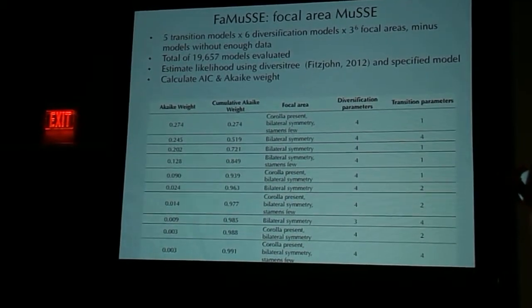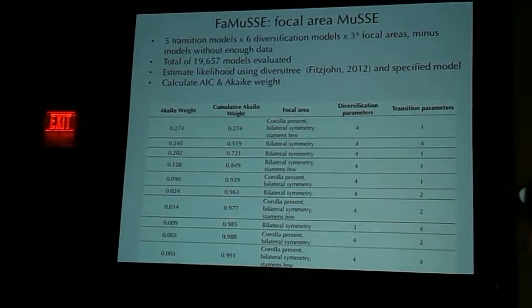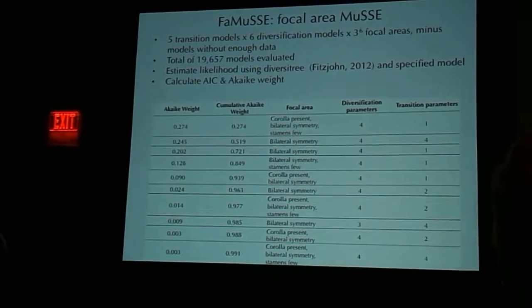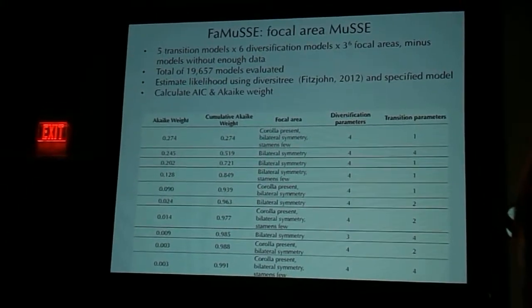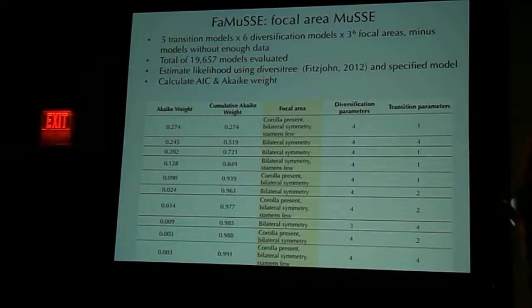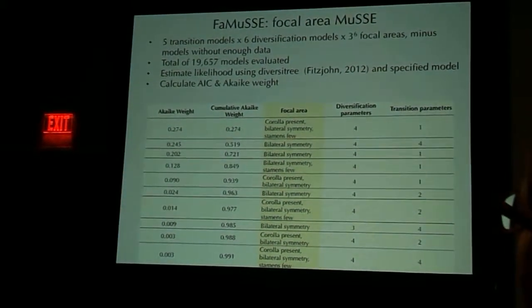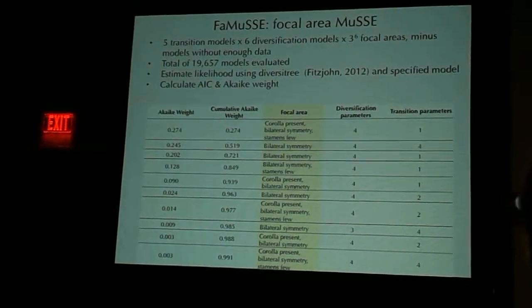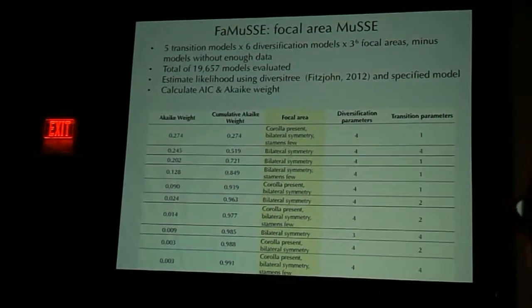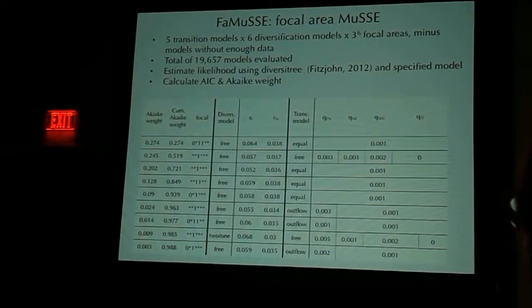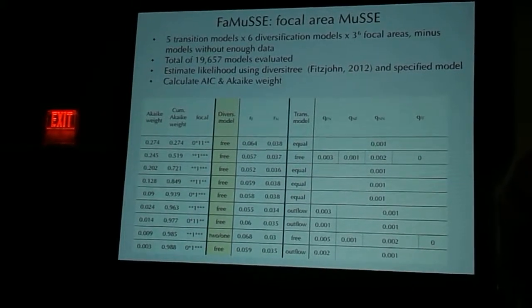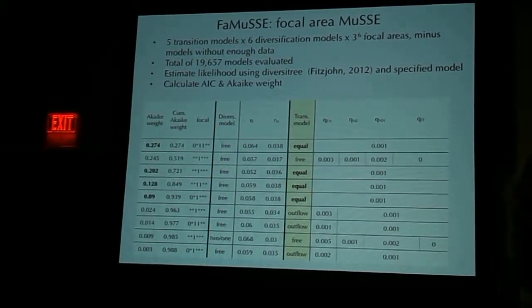We did that, and found we got 99% of the weight on just 10 models. So we had 19,000 models in the set, and most of the weight said it's these models. And these models said that these traits were often important: corolla present and few stamens are in many models, and bilateral symmetry is in all models. They're important. We have lots of diversification parameters, but our transition models tend to be simple.